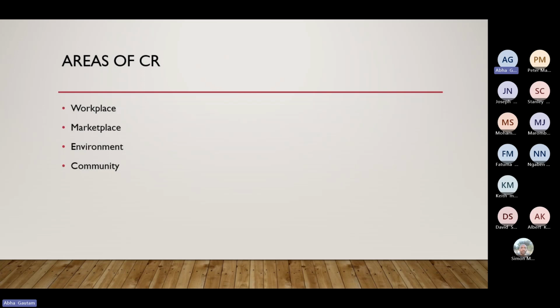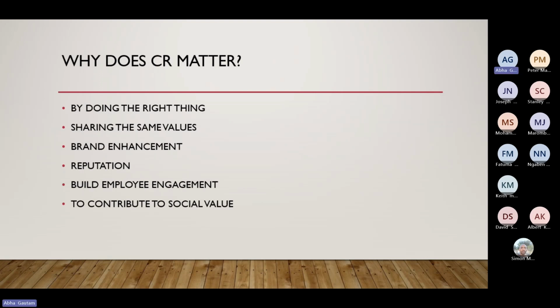So in this way, you will get a boost in terms of profit, and ultimately you are also doing something for society. So you have that goodwill also. You will get goodwill and reputation in the market. So that's why corporate responsibility matters. Why does it matter? If you think about others while making profit, that means you are doing the right thing.